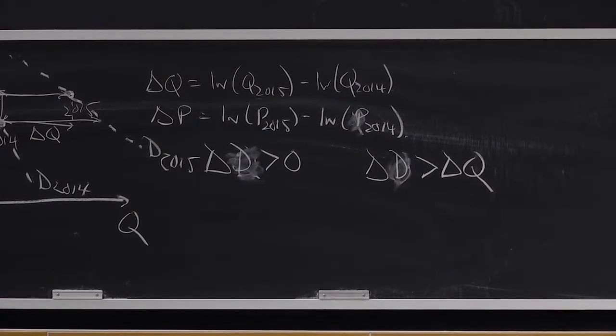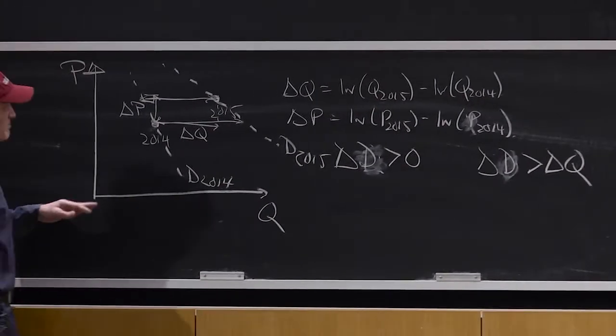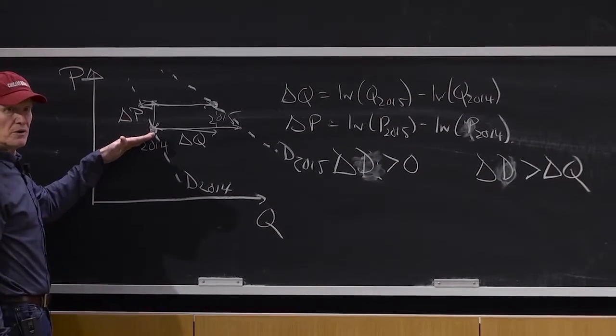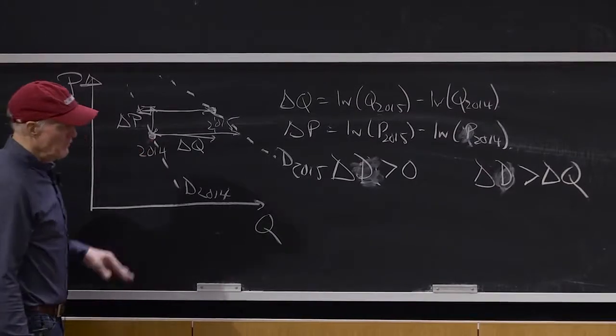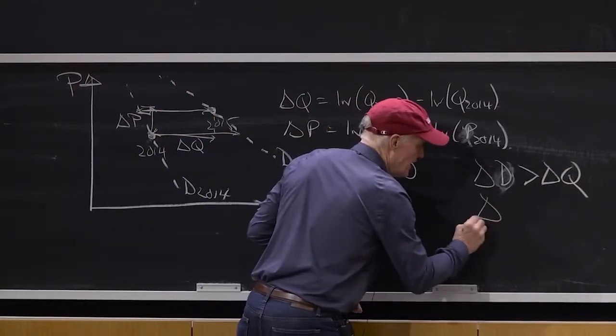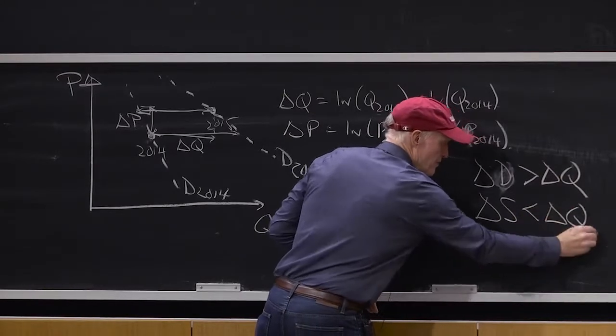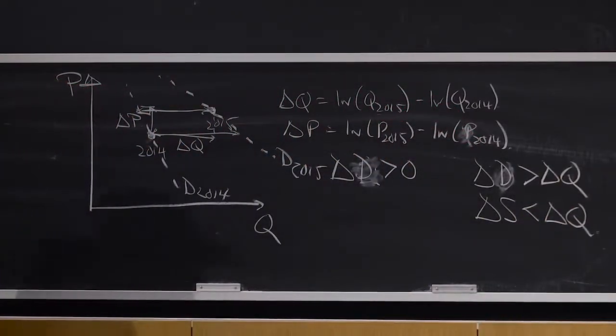Now what about the supply side? If I have an upward sloping supply curve, then what must be true? Well, actually, by the same logic, I can prove delta S has to be less than delta Q. Right? For the same reason. Just draw the same picture.